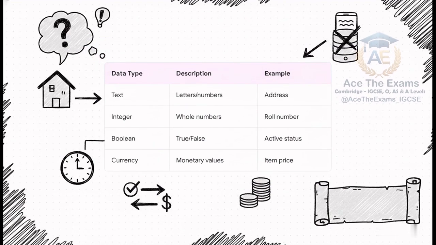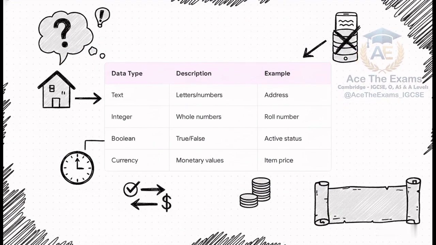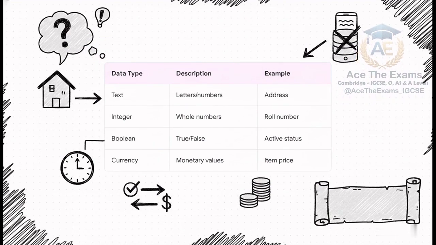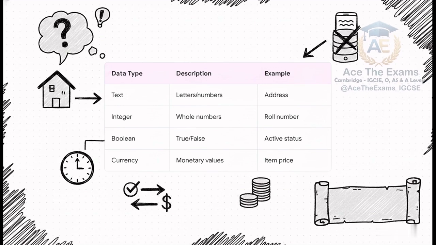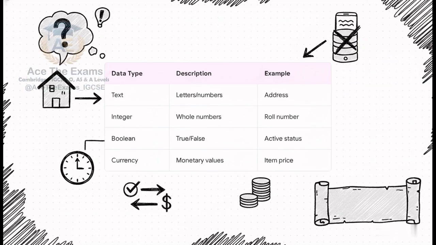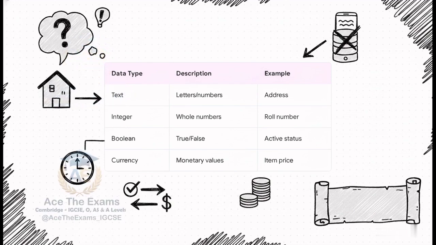To keep things perfectly organized within those fields, we assign specific attributes called data types. This tells the database exactly what kind of information to expect. We use text or alphanumeric for things containing letters and numbers like an address. Integer is strictly for whole numbers. Think of a student's roll number. Boolean handles simple binary states like true or false, yes or no. And finally, currency is specifically formatted for, you guessed it, monetary values.